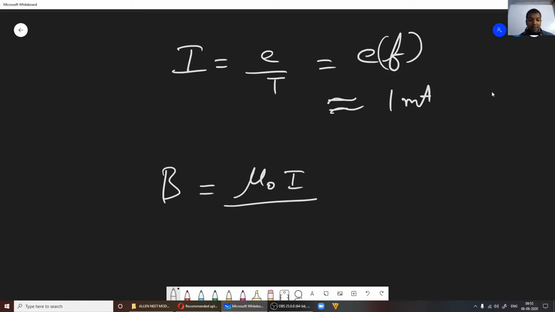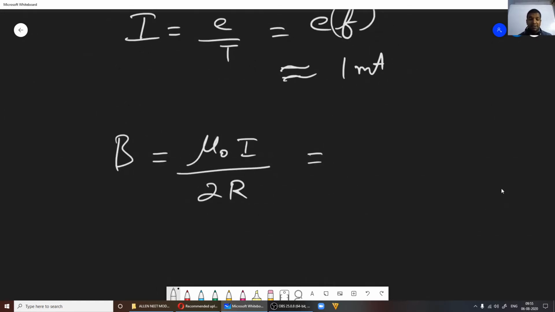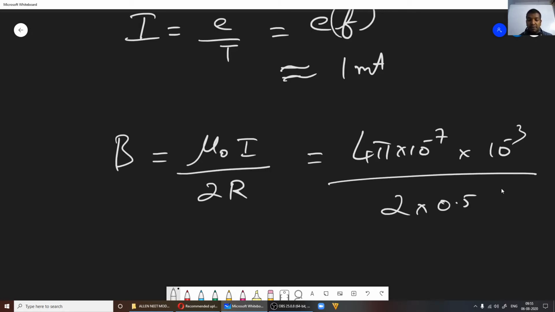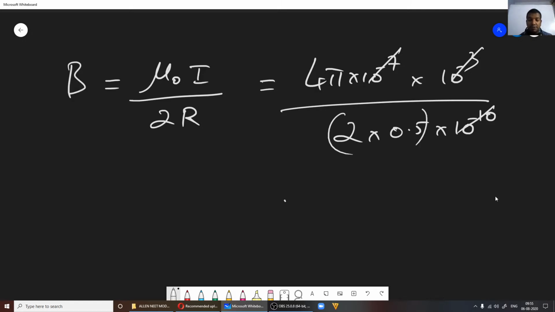field or magnetic induction at the center of the current carrying loop, it is given as mu naught I divided by 2r. Now if we substitute the values, here r is the radius, which is 0.5 angstrom itself, so 4 pi into 10 power minus 7 into I is 1 milliampere. Now radius is 0.5 angstrom. Angstrom is 10 power minus 10. So in the numerator you have 10 power minus 10, the denominator also you have 10 power minus 10. Now 2 into 0.5 is 1, so this will be 4 pi Tesla.